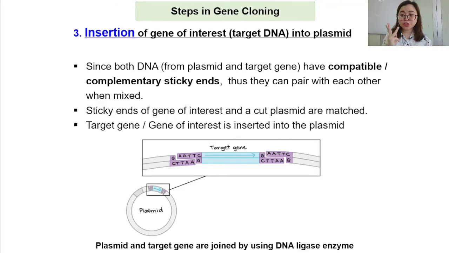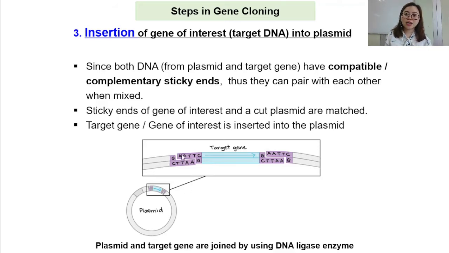Then we move on to the third step. Step number 3 is insertion. So insertion of gene of interest into plasmid. Since both the DNA of the plasmid and the target gene have compatible complementary sticky ends, they can pair with each other when mixed. So kita kasih campur dia, supaya the sticky end of gene of interest and cut plasmids are matched. Dia akan berjumpa. Bila dia berjumpa, dia adalah dimasukkan sudah. Okay, when it match, it is now inserted.